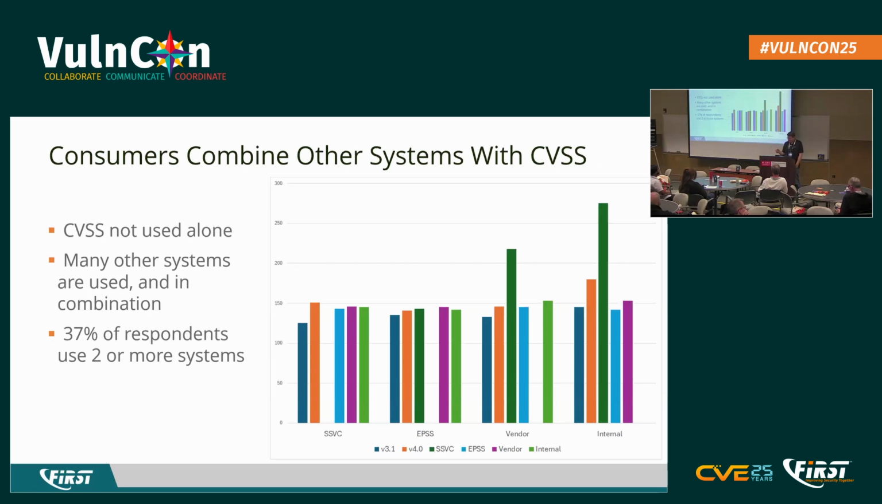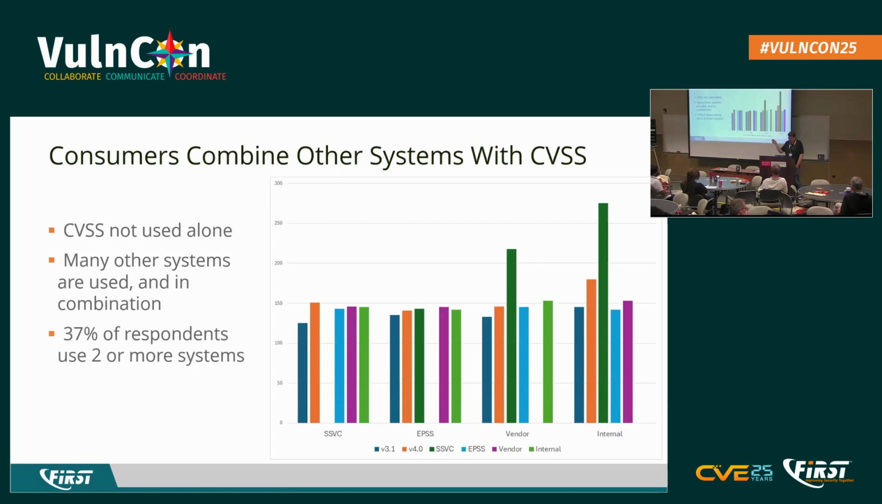Out of our 500 respondents, 37% use 2 or more systems. And this is a little bit hard to see, but you can look at it in detail if you download the slides. But really, the takeaway here is that everybody uses CVSS and other systems in combination. So I know we sort of talked about nobody should stack rank CVSS vectors and just use that, but that's not what most organizations are doing, at least among the respondents of the survey.